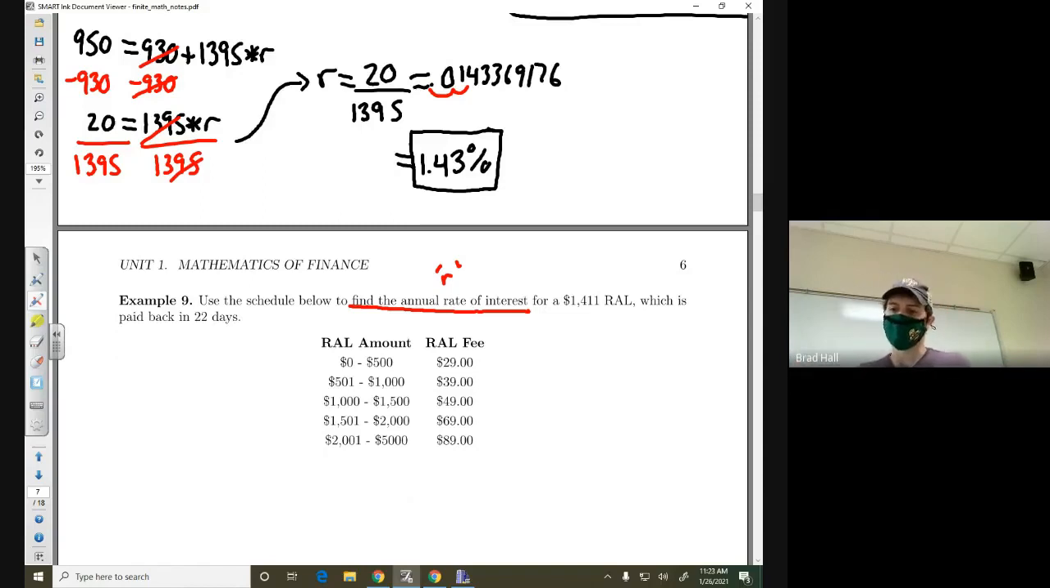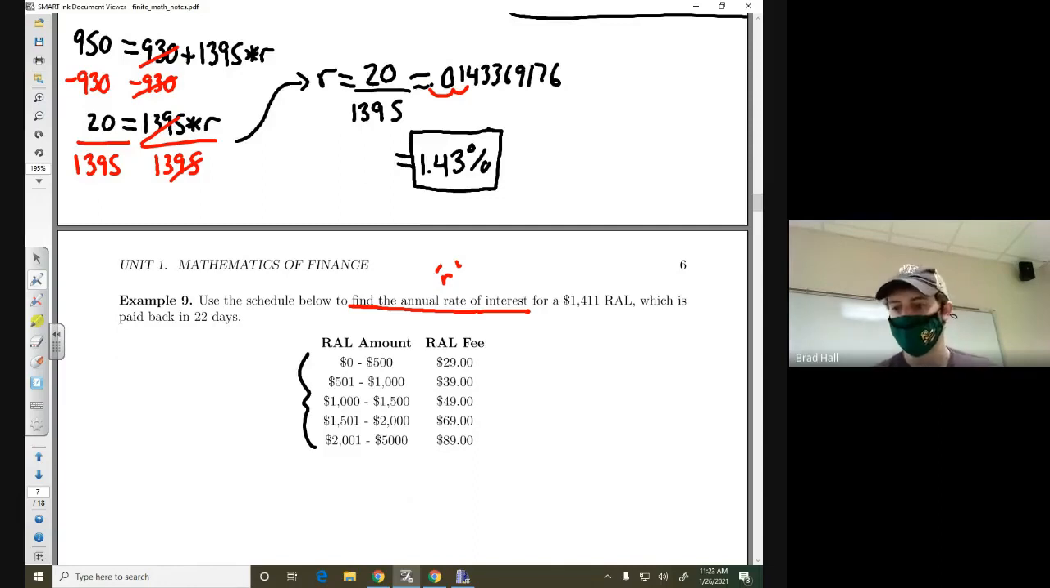A loan of $1,411, which is paid back in 22 days. Okay, so if you have taken a college algebra class before, or taken some class where you might have heard the phrase piecewise function, you don't have to know that wording here, but this is an example of a piecewise function. Basically, we use the row that corresponds to the interval of our loan.